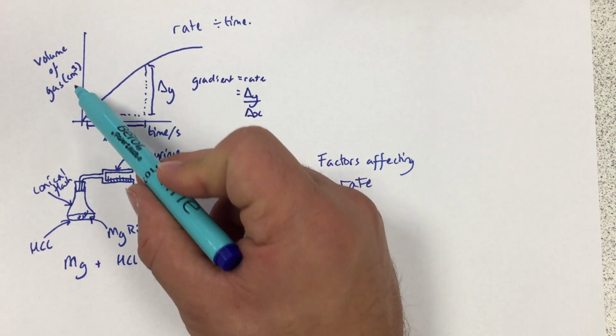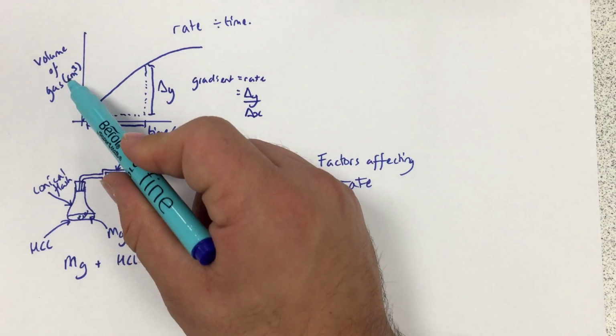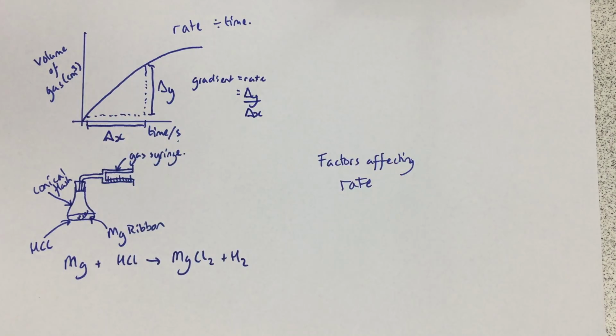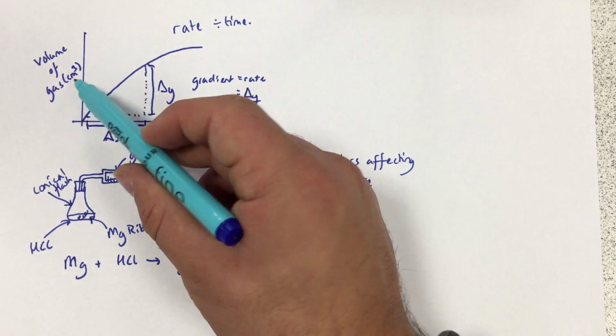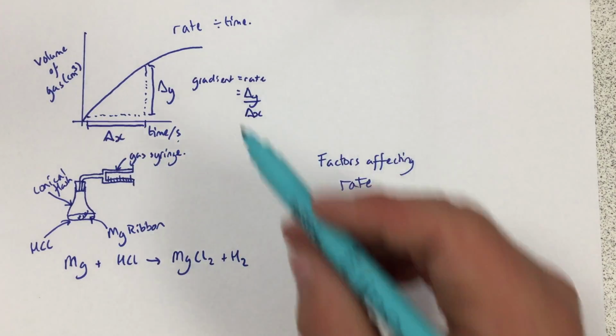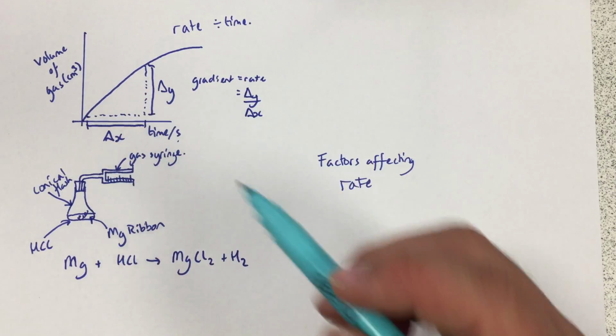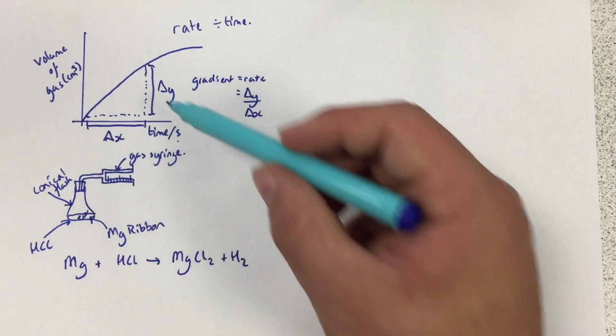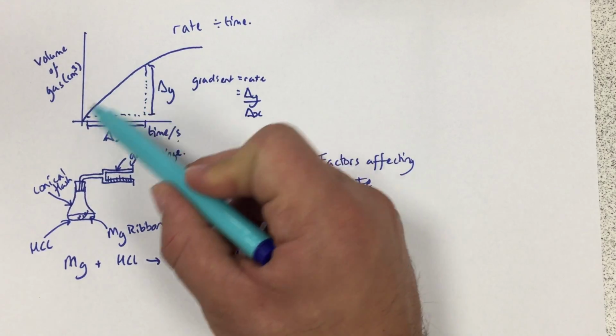The units will be the y-axis divided by the x-axis, so the units for rate in this case would be centimetres cubed per second. But if this was in minutes, it would be centimetres cubed per minute. So the gradient of my graph allows me to work out the rate of my reaction, and you can see that it's steepest at the start.